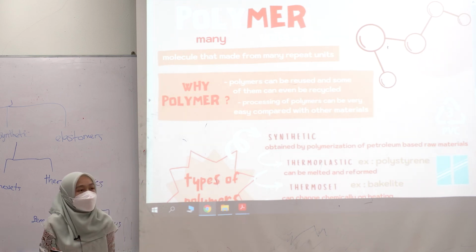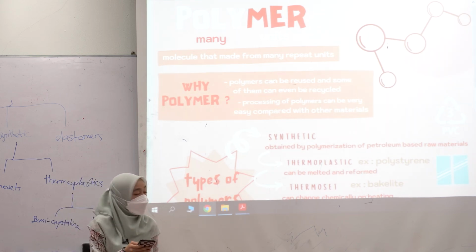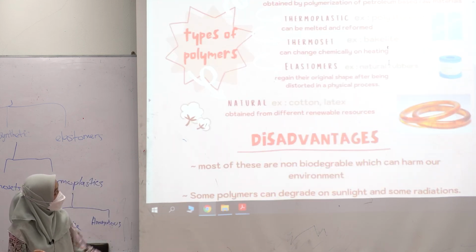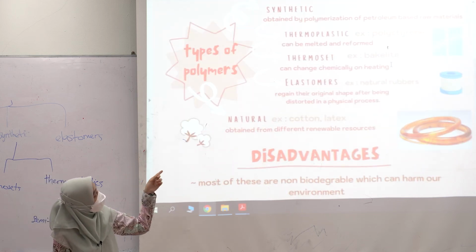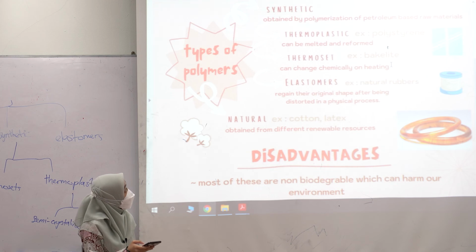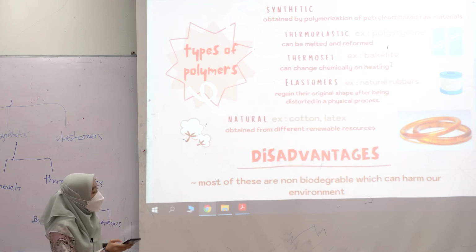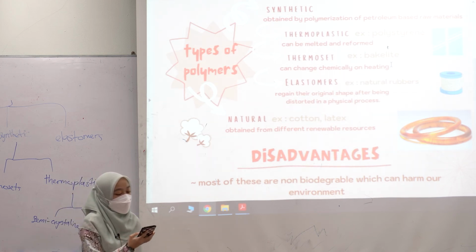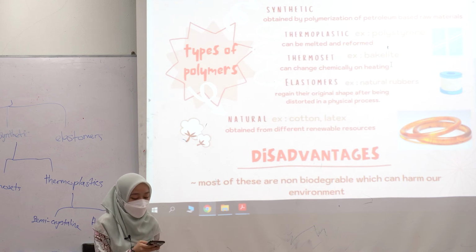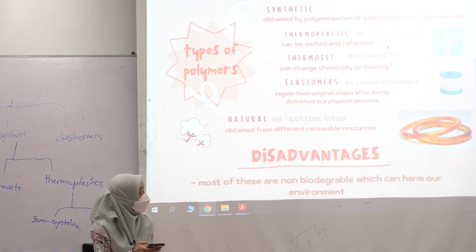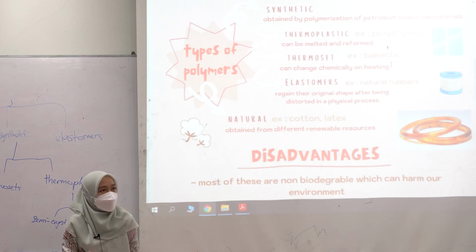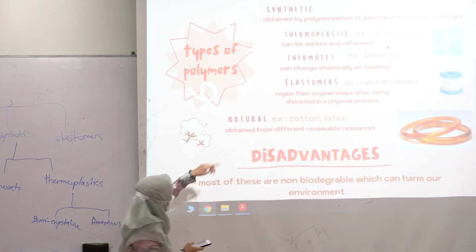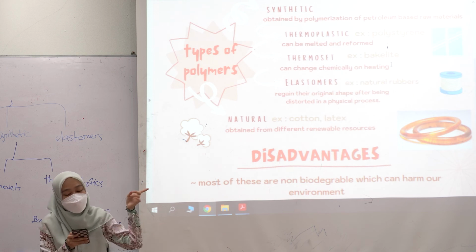Okay, now let's move on to the types of polymer. The main types of polymer are synthetic and natural polymer. First, synthetic. Synthetic polymer can be obtained by polymerization of petroleum-based raw materials, or we can say that synthetic polymer is a human-made polymer. Under synthetic polymer, there are three principal classes of polymer. Actually, I made a mistake there. Elastomer can be both synthetic and natural.